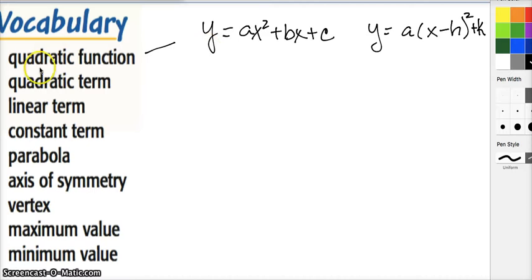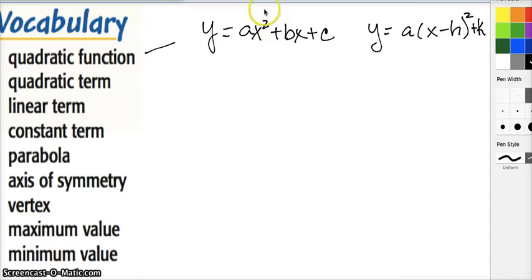When we refer to the concept of a quadratic function, we're thinking about a function that's in this form, y equals ax squared plus bx plus c, or this form, y is equal to a times x minus h quantity squared plus k. So for the most part, these are the two forms of the quadratic function that we'll discuss.